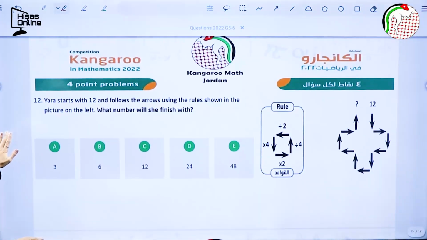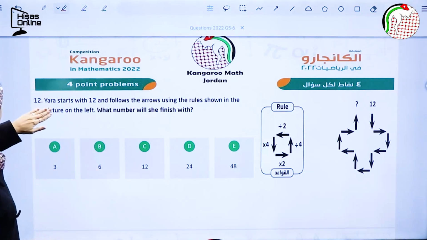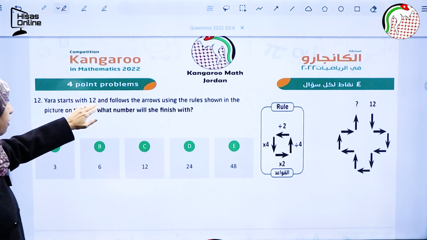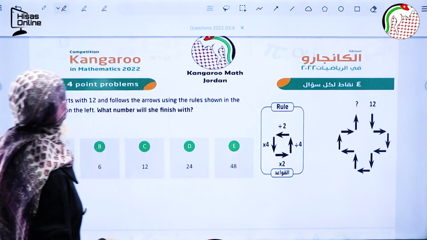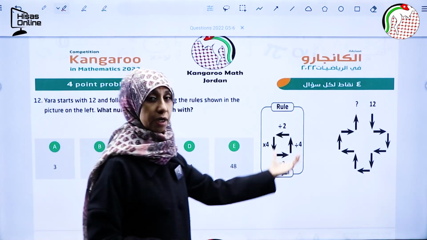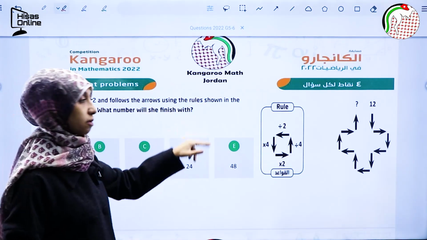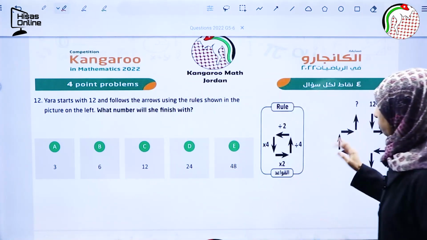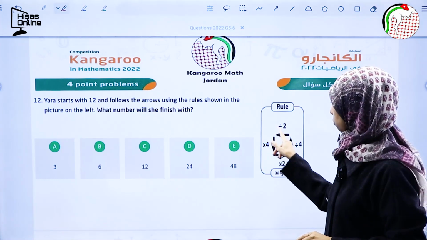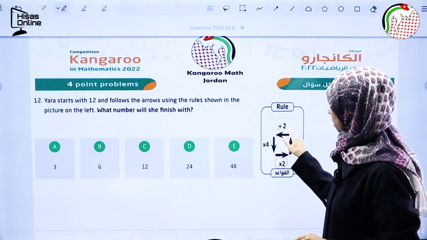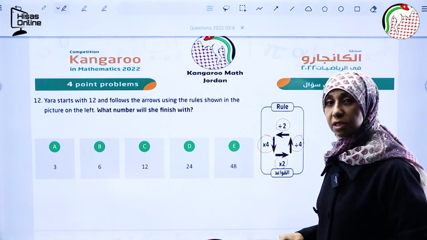Moving to question 12. Let's read and see how we can solve it. Yara starts with 12 and follows the arrows using the rules shown in the picture on the left side here. What number will she finish with? Let's see the rule and the shape. Here is the rule. Moving to the left, you divide by 2. Moving to the right, multiply by 2. Moving up, divide by 4. Moving down, multiply by 4.